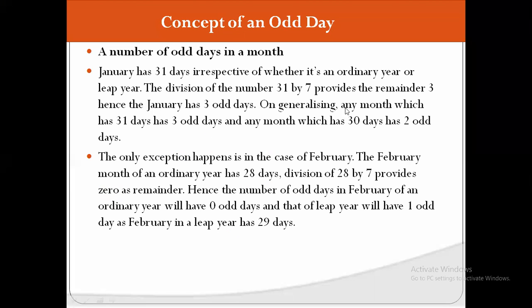To calculate the odd days of a year: an ordinary year has 1 odd day, and a leap year has 2 odd days. A month with 31 days has 3 odd days, a month with 30 days has 2 odd days, and February in a leap year has one odd day, whereas in an ordinary year February has 0 odd days.